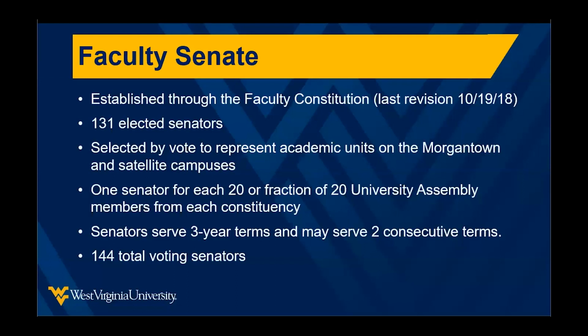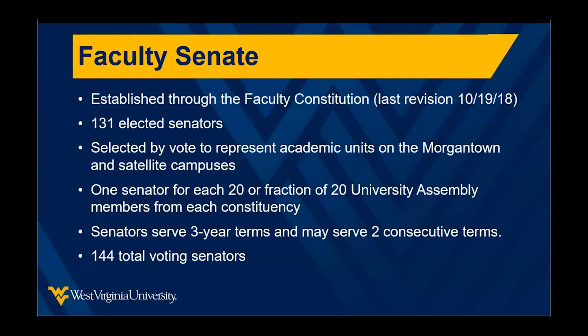The Senate is selected by vote to represent the academic units, both on the Morgantown campus and at Beckley and Keyser. So we do have representatives. Those bodies have their own faculty assemblies, but they participate in our faculty senate and on our committees. Senators serve 3-year terms and may serve 2 consecutive terms if reelected. And we have a total of 144 voting senators.